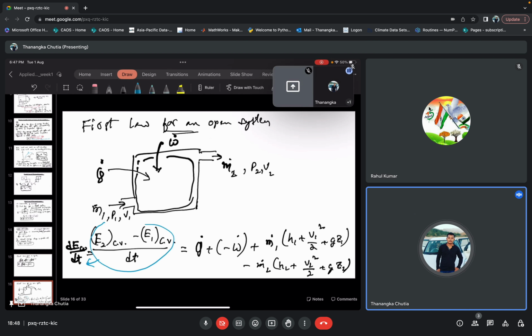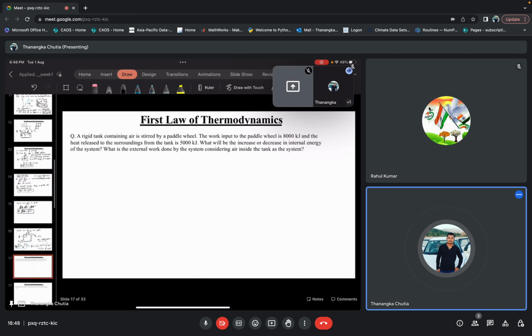Now from open system to closed system, if you want to go to a closed system, just set m1 dot equal to 0, equal to m2 dot. So these two terms will not be there, and finally you will get the same equation once again. Having done this, we can try to solve one of the problems related to the first law of thermodynamics.